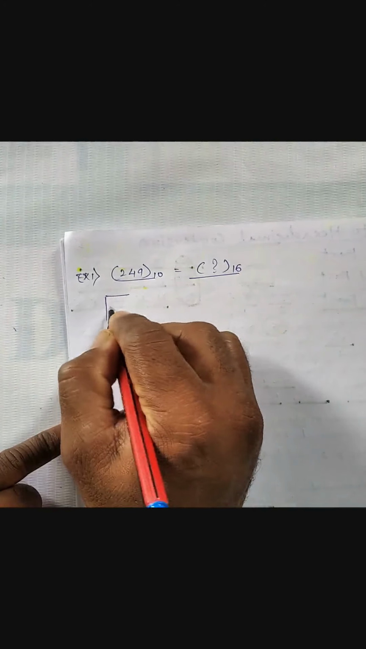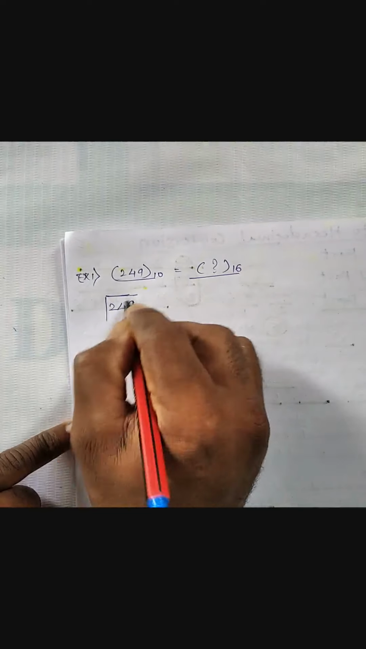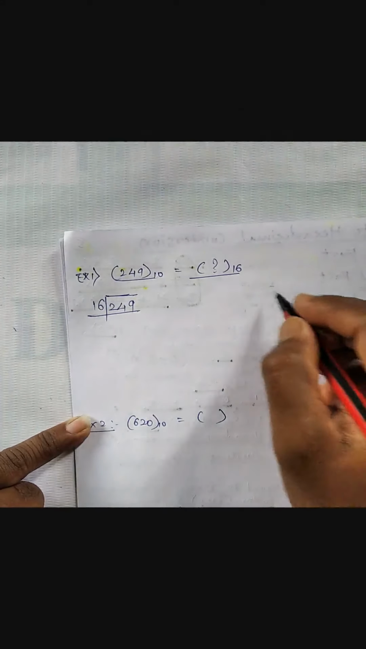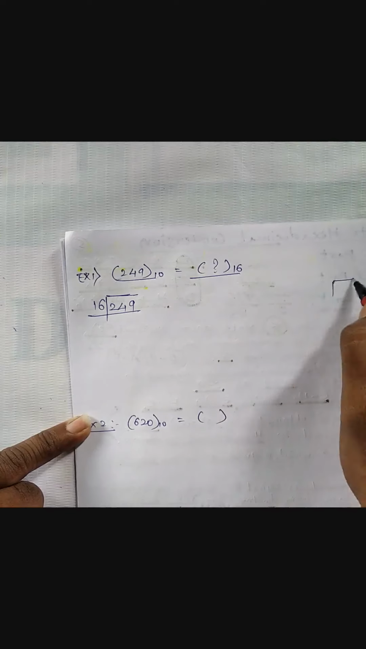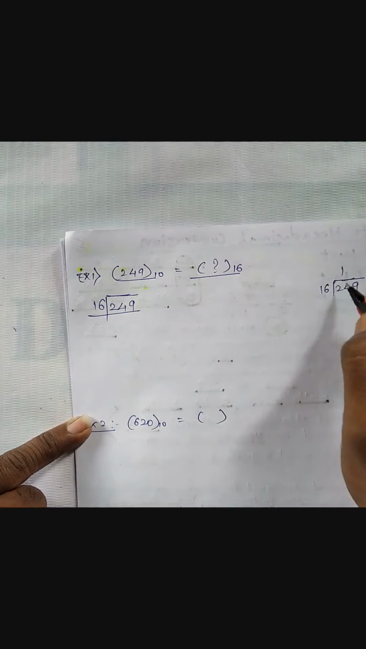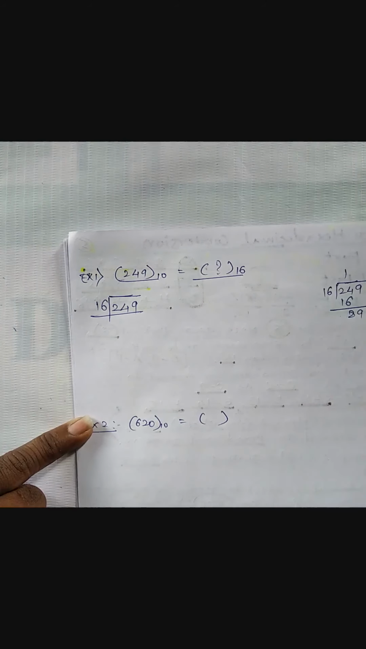249, a decimal number, is supposed to be converted into its equivalent hexadecimal. So let us see this 249 divided by 16. Okay, so we can have a rough calculation here. 249 divided by 16. So it is 16 ones are 16, remainder is 8, and this 9 here.